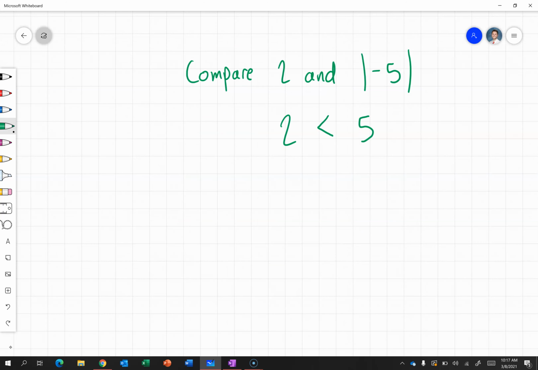If we wanted to compare the absolute value of 3.5 and -1, well, the absolute value of 3.5 is 3.5. So we're comparing 3.5 and -1, and we know that a positive number is always greater than a negative number. And that is a very quick look at absolute value.